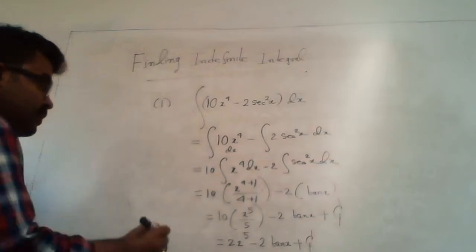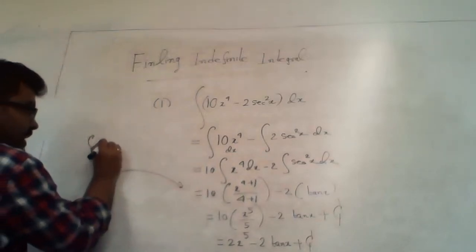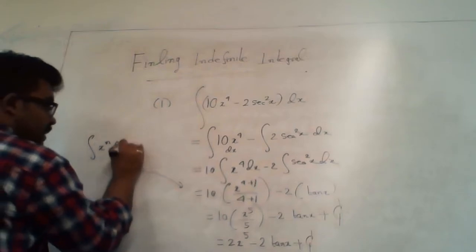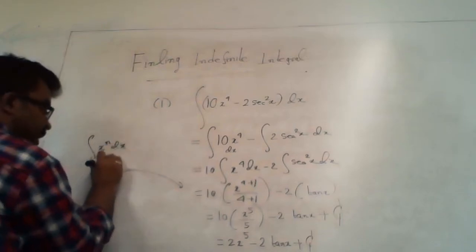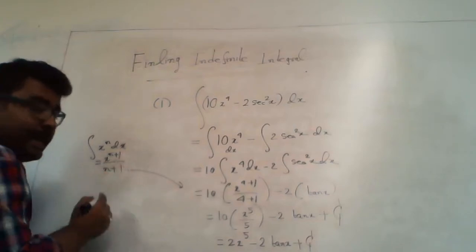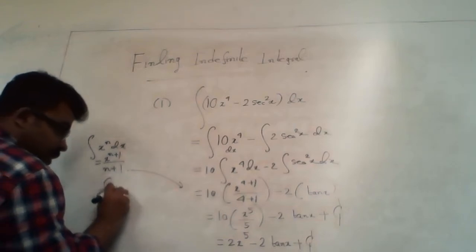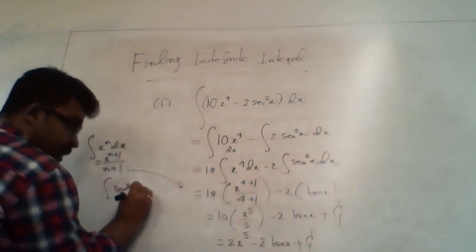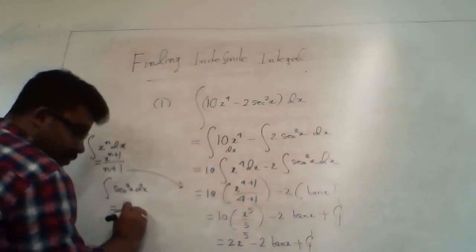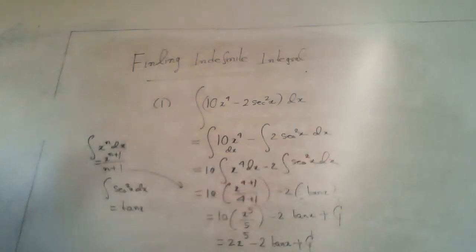So here notice that I have used this formula: integral of x^n dx is x^(n+1) by n+1. So you just add one to the power and divide by the new power. Also integral of sec square x dx is tan x. These two formulas I have used here to get from here to here and to here. And lastly, add a constant c.